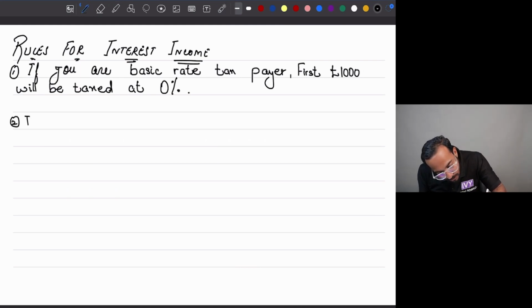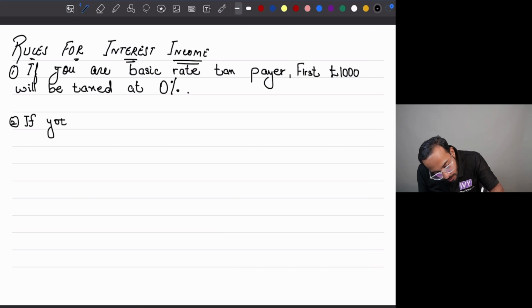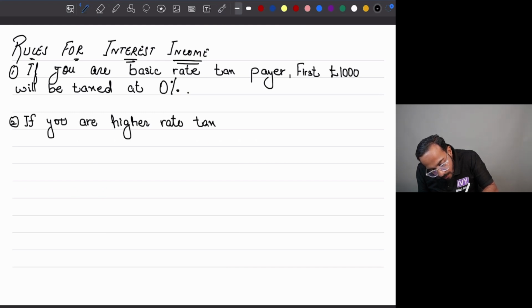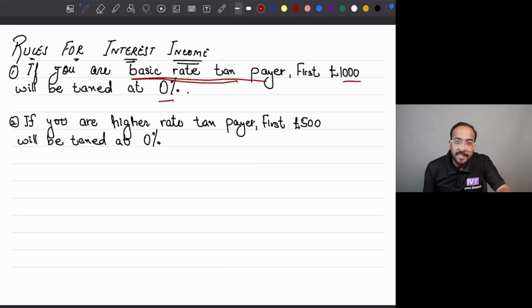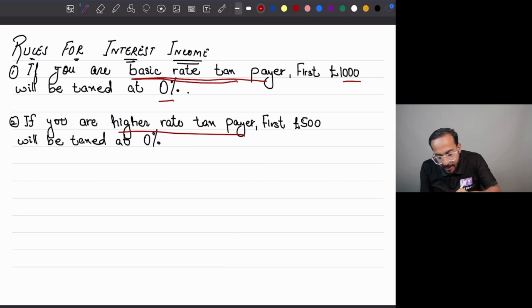What if you are a higher rate taxpayer? The first 500 pound will be taxed at 0%. If you are a basic rate taxpayer, the first 1,000 will be taxed at 0%. If you are a higher rate taxpayer, the first 500 pound will be taxed at 0%.